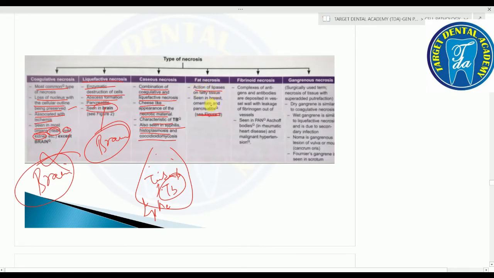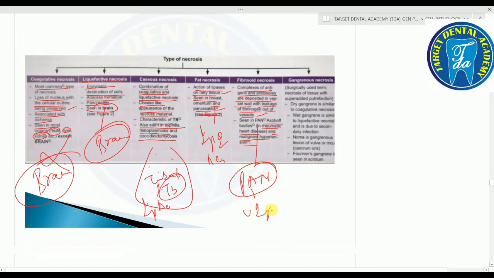While the fat necrosis has an action of the lipases on the fatty tissue. It is particularly seen in the breast and in pancreatitis. Important for your MCQ. The fibrinoid necrosis is one in which there are complexes of antigen and antibodies. These are deposited in the vessel wall, with leakage of fibrinogen out of the vessel. So this is seen in the Aschoff bodies in rheumatic heart disease and malignant hypertension.